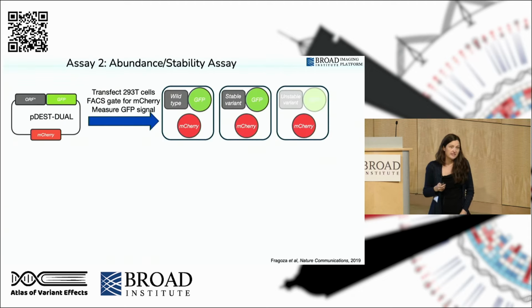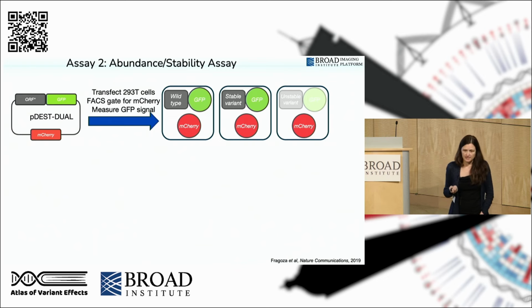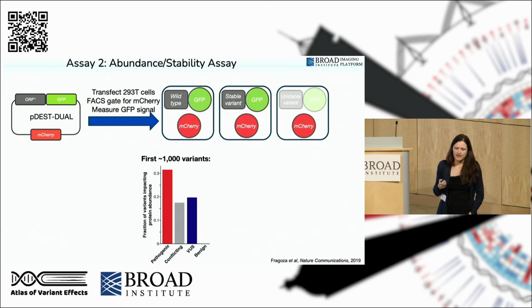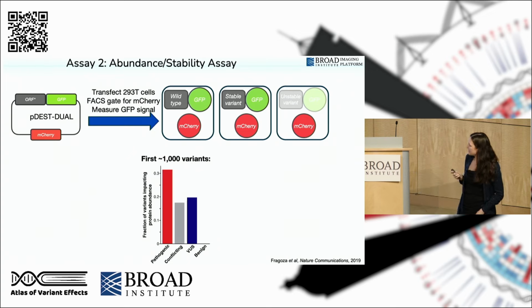The second assay is an abundance stability assay. This one's in mammalian cells. And here it relies on a reporter GFP attached so that we're measuring the fluorescence of GFP relative to a transfection control. This assay is a pretty nice one to run using flow cytometry, and we've ended up characterizing so far a few thousand variants, but the first 1,000 are shown here. I'm pretty sure that's not a mistake, that you can't see the benign bar chart there, but it really has a dramatic difference between pathogenic and benign.